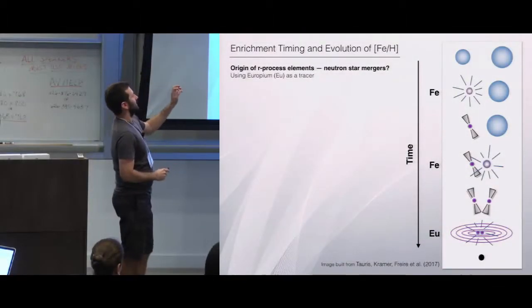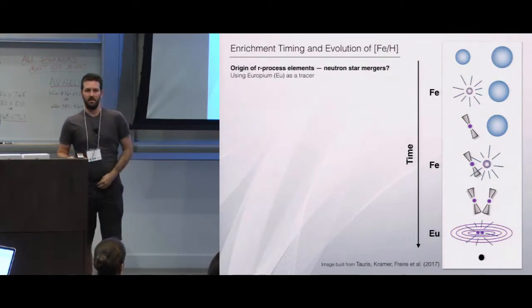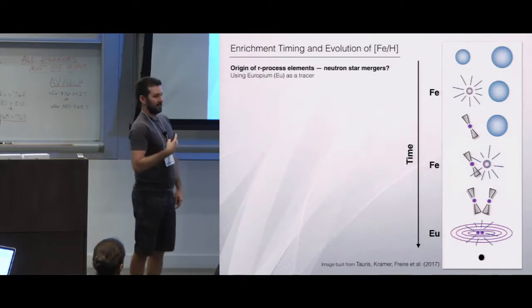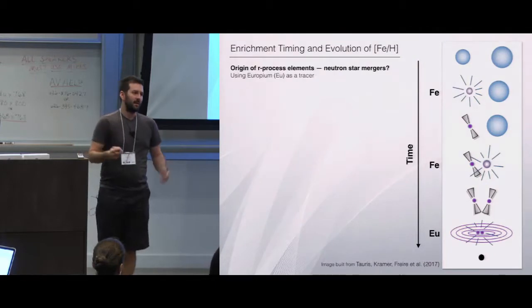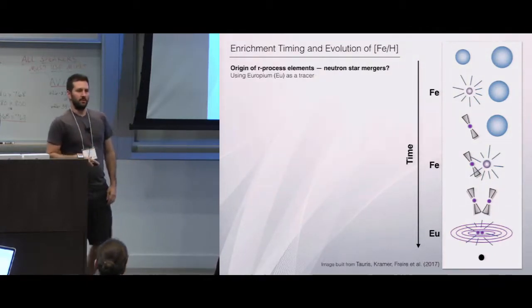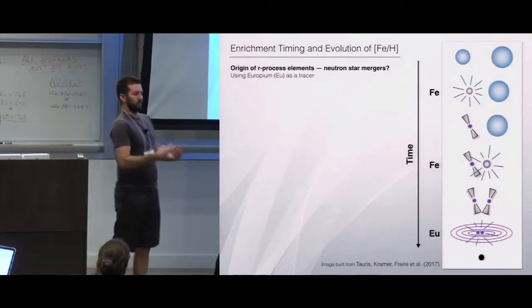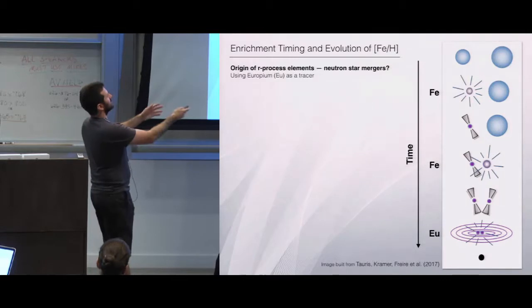The example I've taken is the origin of the r-process elements, the rapid neutron capture elements. These are very massive atoms, and for a long time, people have thought that core collapse was producing all these elements. But now, from a nucleosynthesis point of view, neutron star mergers are actually more compatible with producing these elements. So if this is true, here's the scenario.